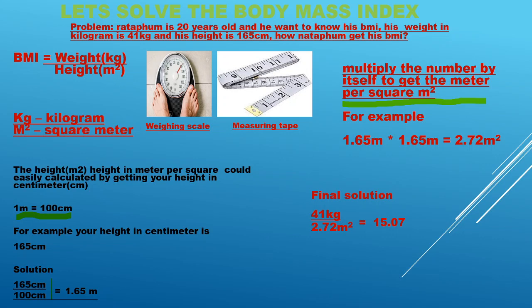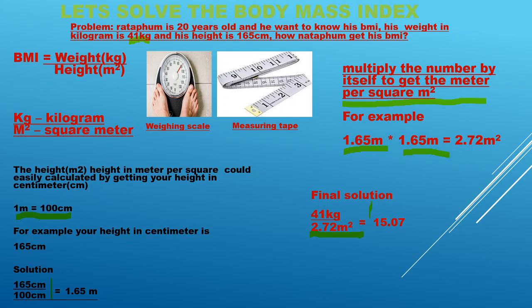For example, 1.65 times itself is equal to 2.72 meters squared. So the final solution is, what is the weight of Ratapum? 41 kilograms. So we use 41 kilograms as his weight, and the height that we solved is 2.72 meters squared. So 41 kilograms divided by 2.72 meters squared.